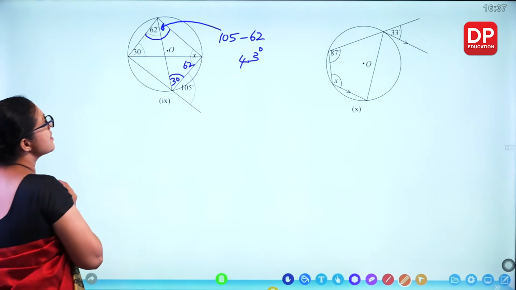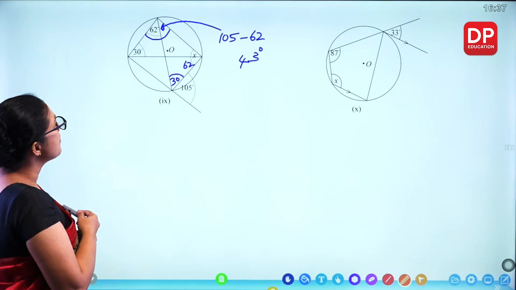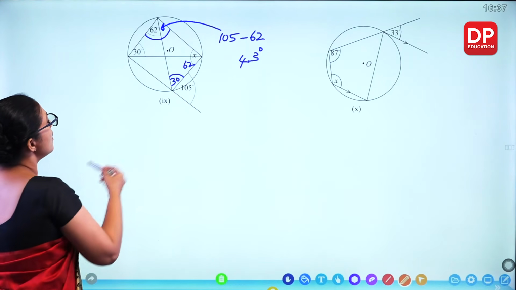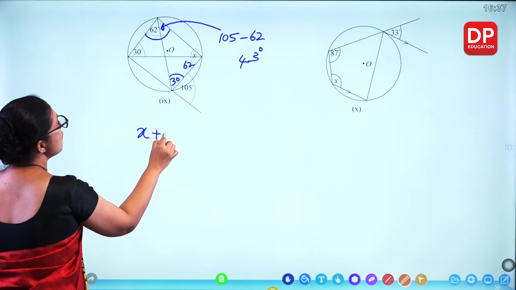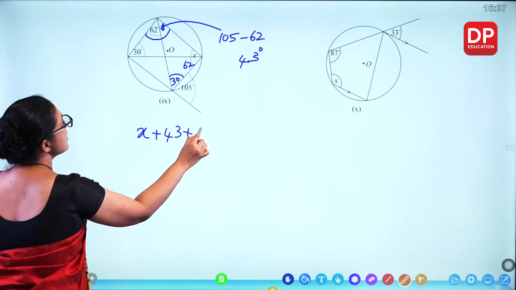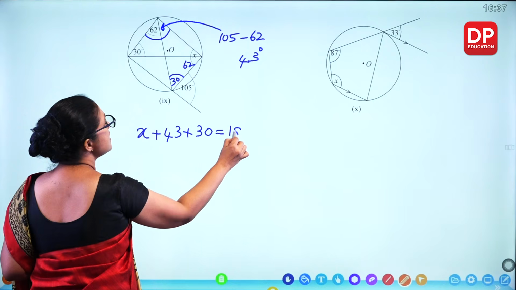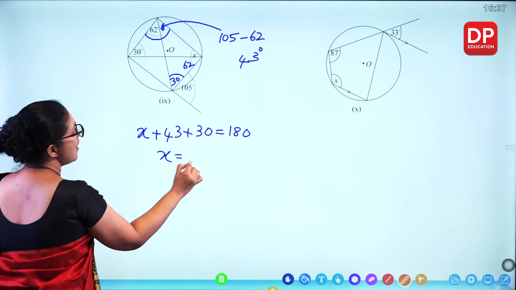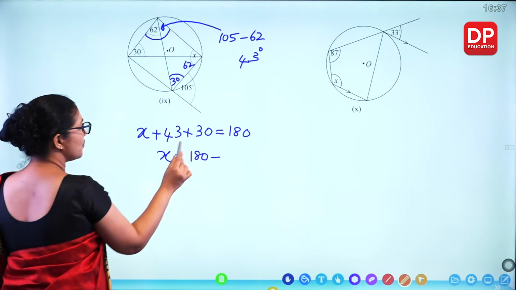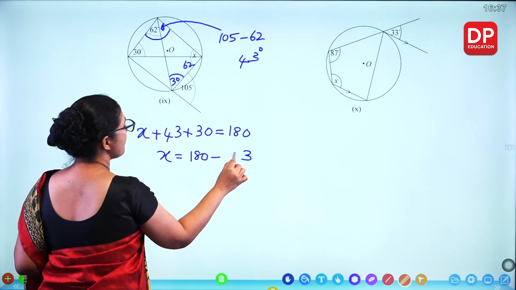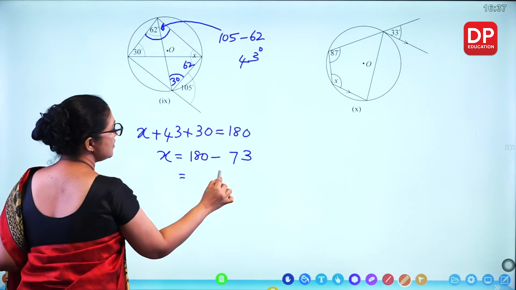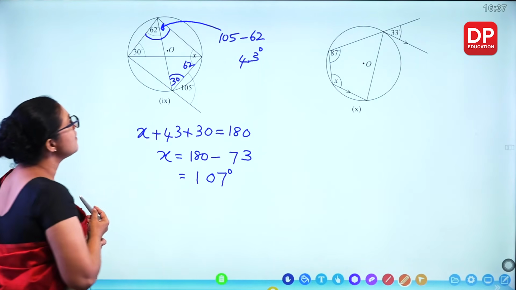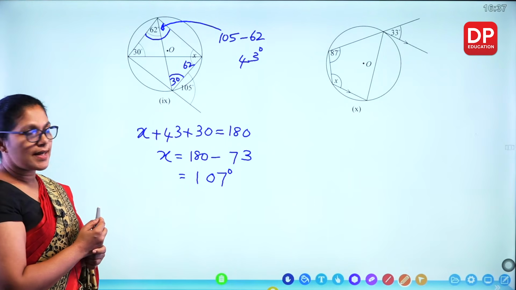43 degrees. Now we can find out x angle. So x plus 43 plus 30 is 180, when you take this triangle. So x is 180 minus these two, 73. You get 107 degrees for x angle.